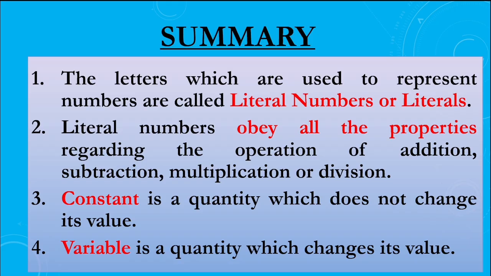So now summary. First, the letters which are used to represent numbers are called literal numbers or literals. The literal numbers obey all the properties regarding the operations of addition, subtraction, multiplication and division. A constant is a quantity which does not change its value, like the number of days in March and the number of centimeters in 1 meter. These are constants, they do not change. A variable is a quantity which changes its value, like the temperature of the day.